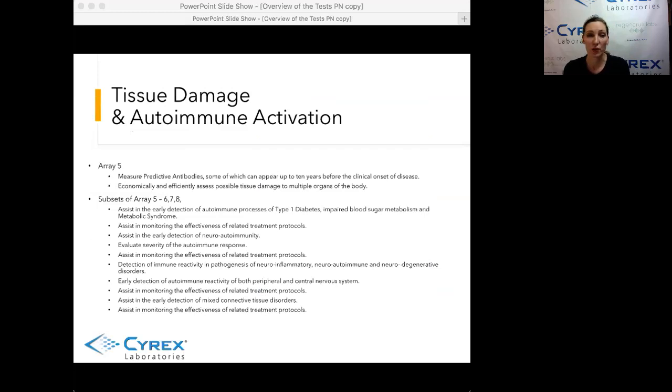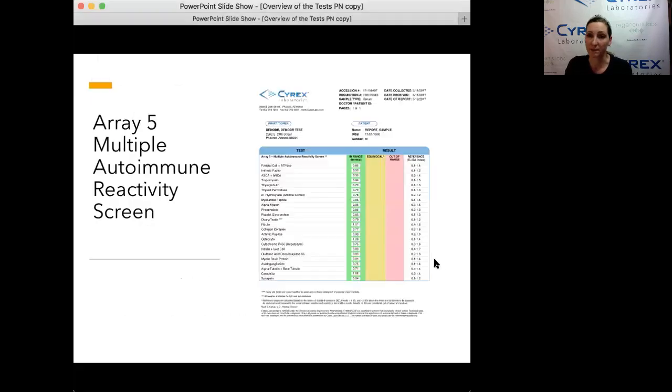So the third leg of the stool is tissue damage and autoimmune activation. And we have several panels that measure tissue antigens, including Array 3, which is the gluten reactivity panel, and our Alzheimer's links panel. But Array 5 is our groundbreaking 24 antibody panel. We also have a series of smaller subsets of Array 5, which look solely at the markers for autoimmune diabetes, neurological tissue, and autoimmune arthritis.